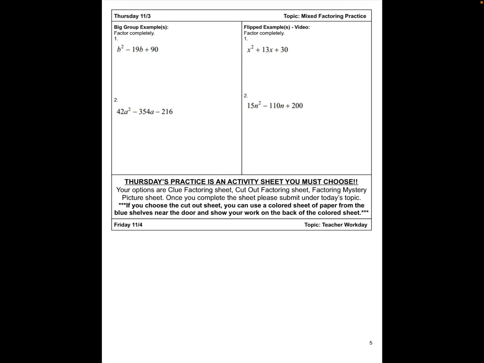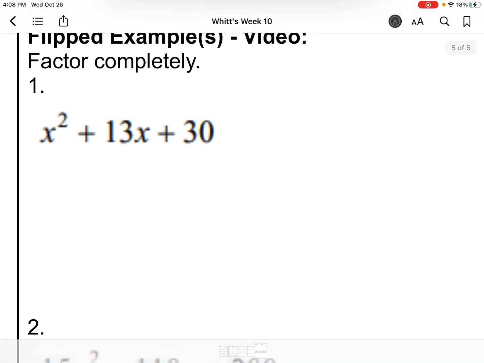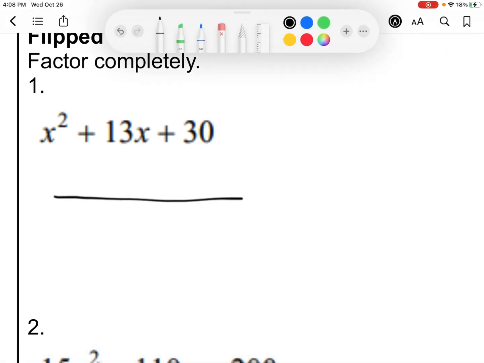Hey guys, in this video I'm going over Thursday's flipped examples. We're still factoring. So we're looking at number 1, factor completely.